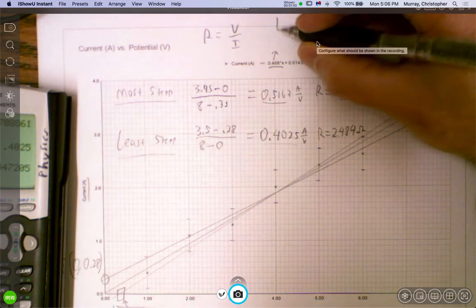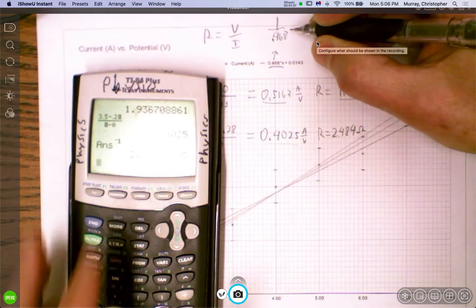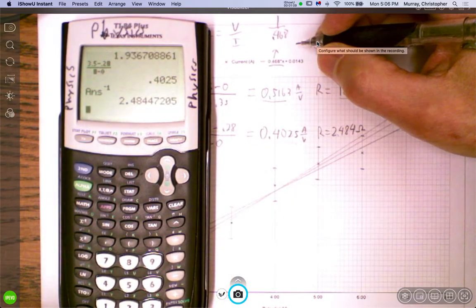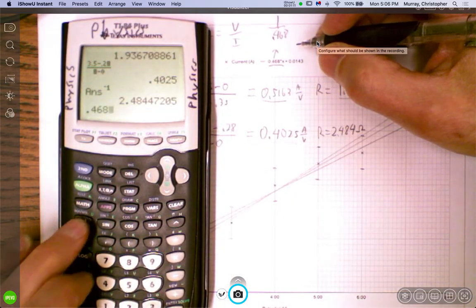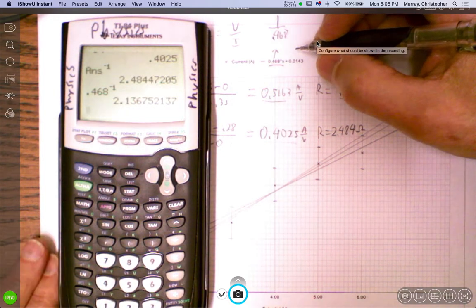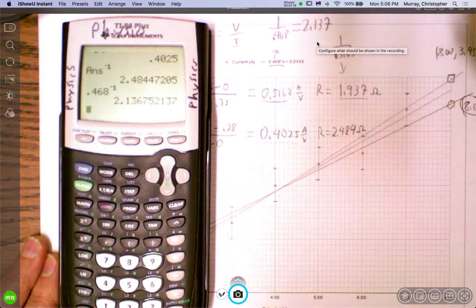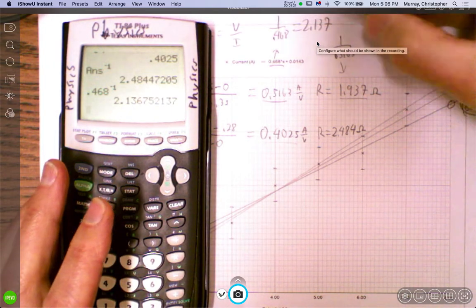So now let's find the reciprocal of this one. What is 1 over 0.468? 0.468 to the minus 1 is 2.137. So this is, by the way, my best guess.